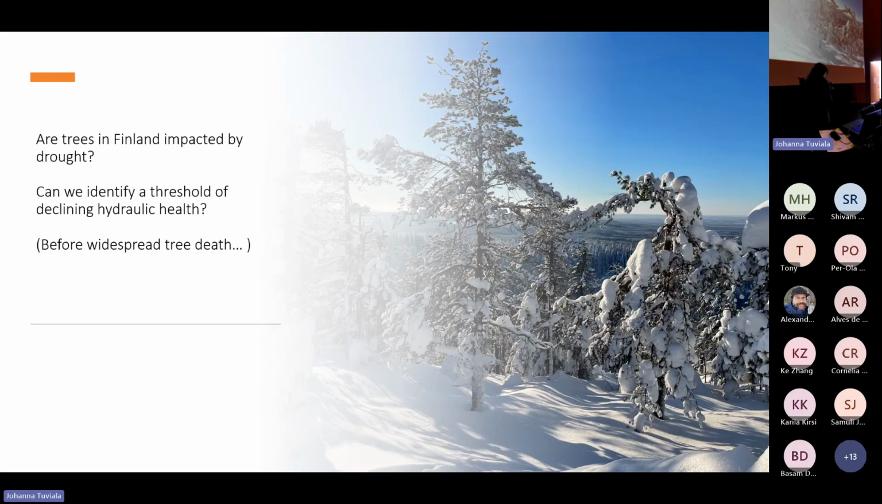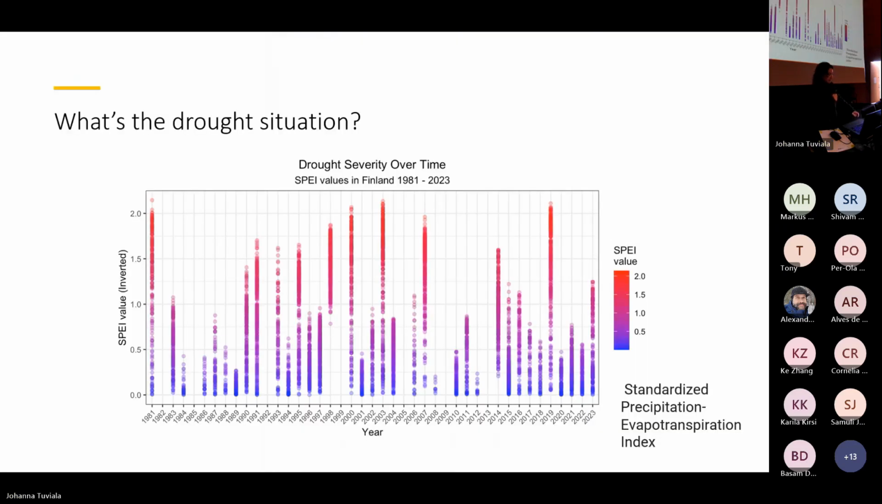Focusing on what I'm actually doing, I'm interested in figuring out whether trees in Finland are impacted by drought. I guess Samali has pretty clearly shown that they are. But I also want to see whether there is a threshold, before all the trees are dead, at which we can identify some kind of declining hydraulic health.